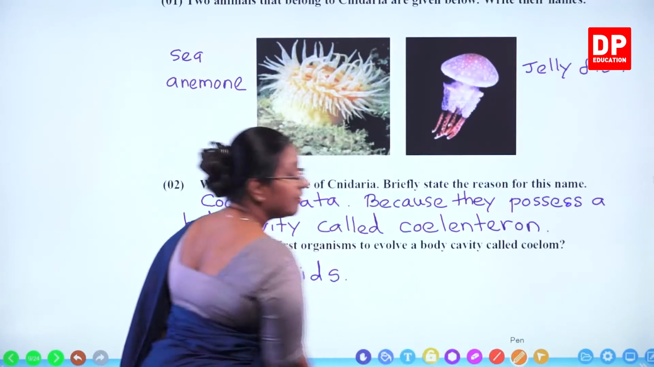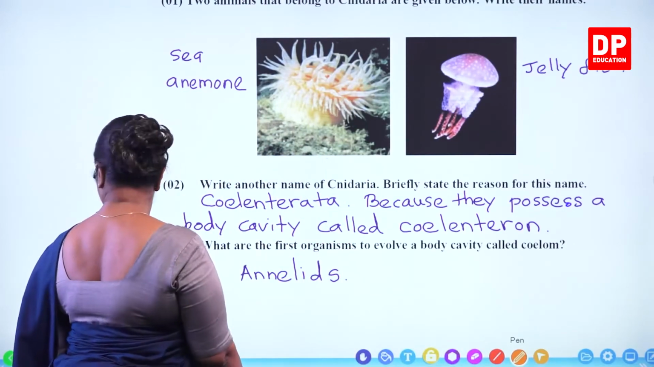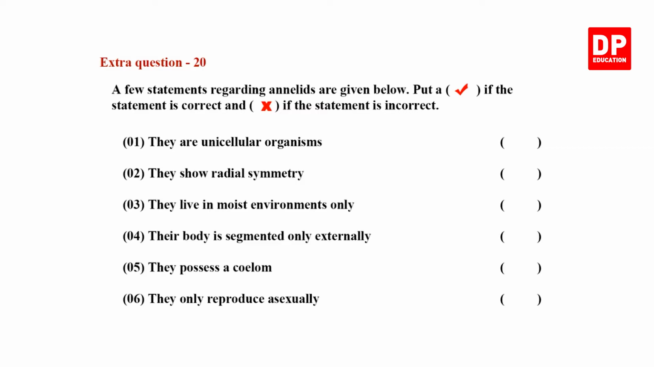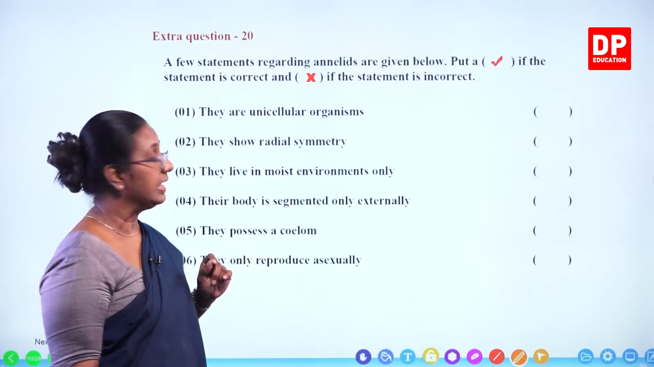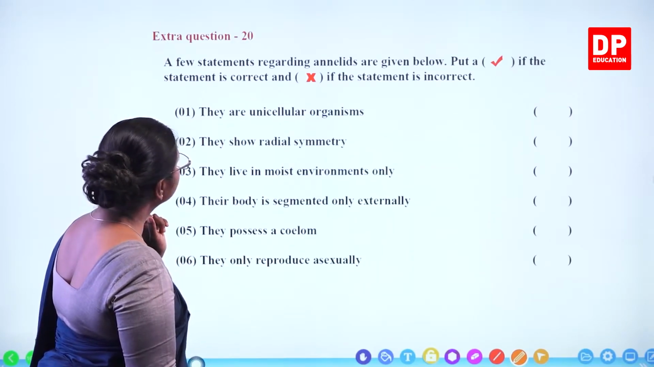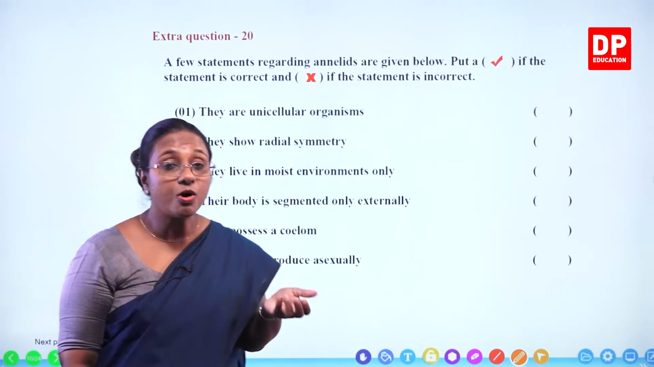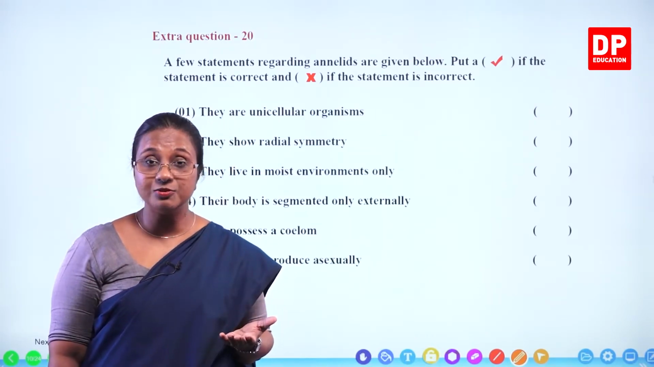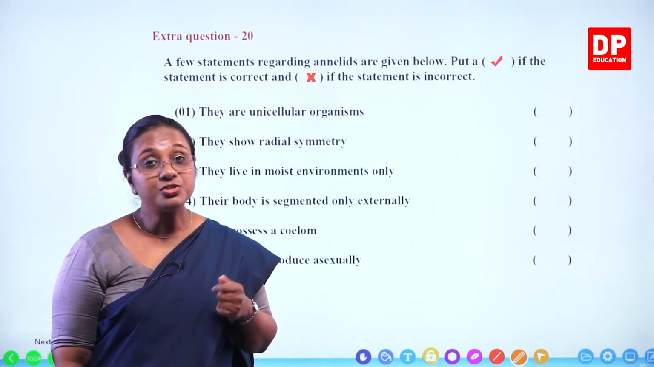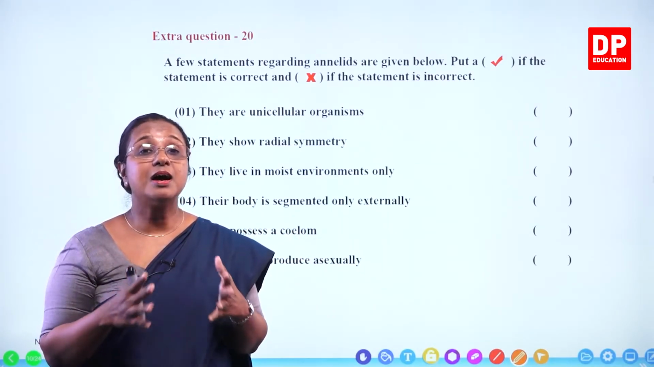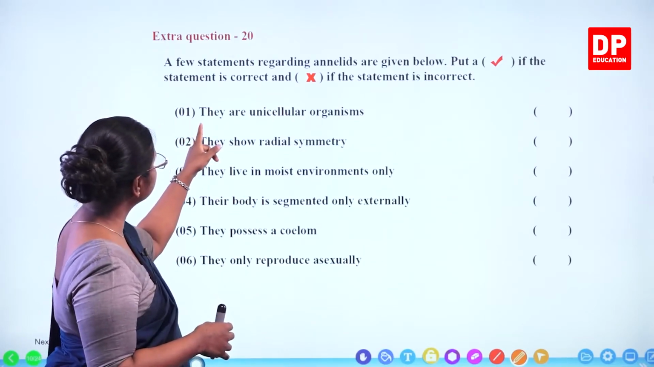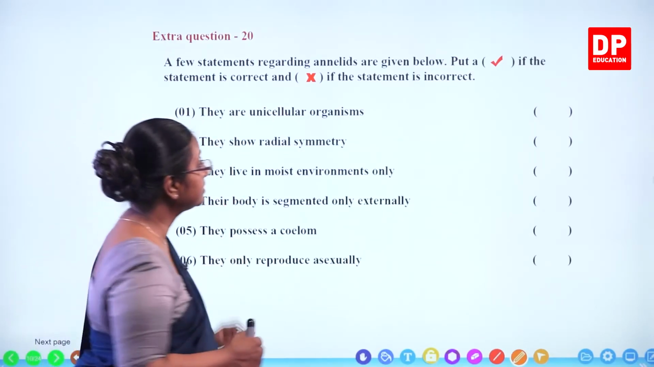With that, students, I will move on to the next question. Extra question 20. A few statements regarding annelids are given below. Put a tick if the statement is correct and put a cross if the statement is incorrect. They are unicellular organisms. Annelids are all worms, triploblastic, multicellular. And also you all know because they belong to kingdom Animalia, all the animals are multicellular. So here it says they are unicellular organisms. That is incorrect.